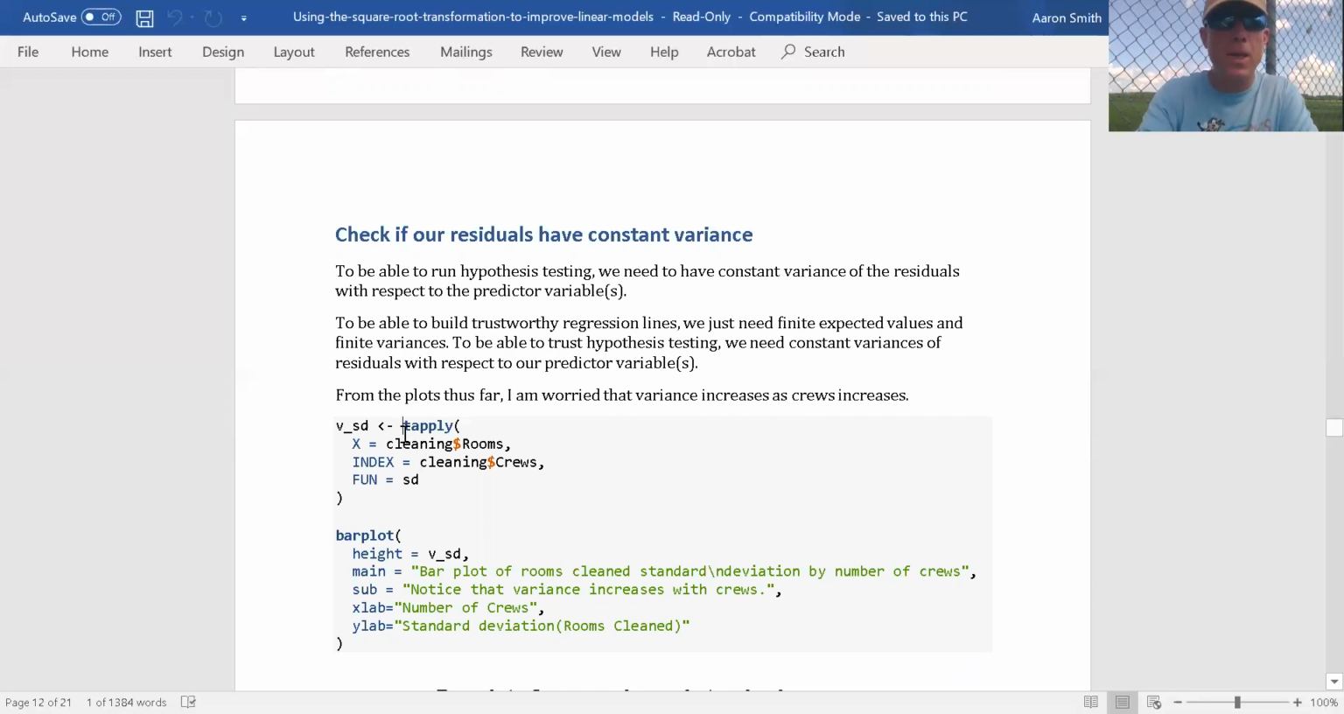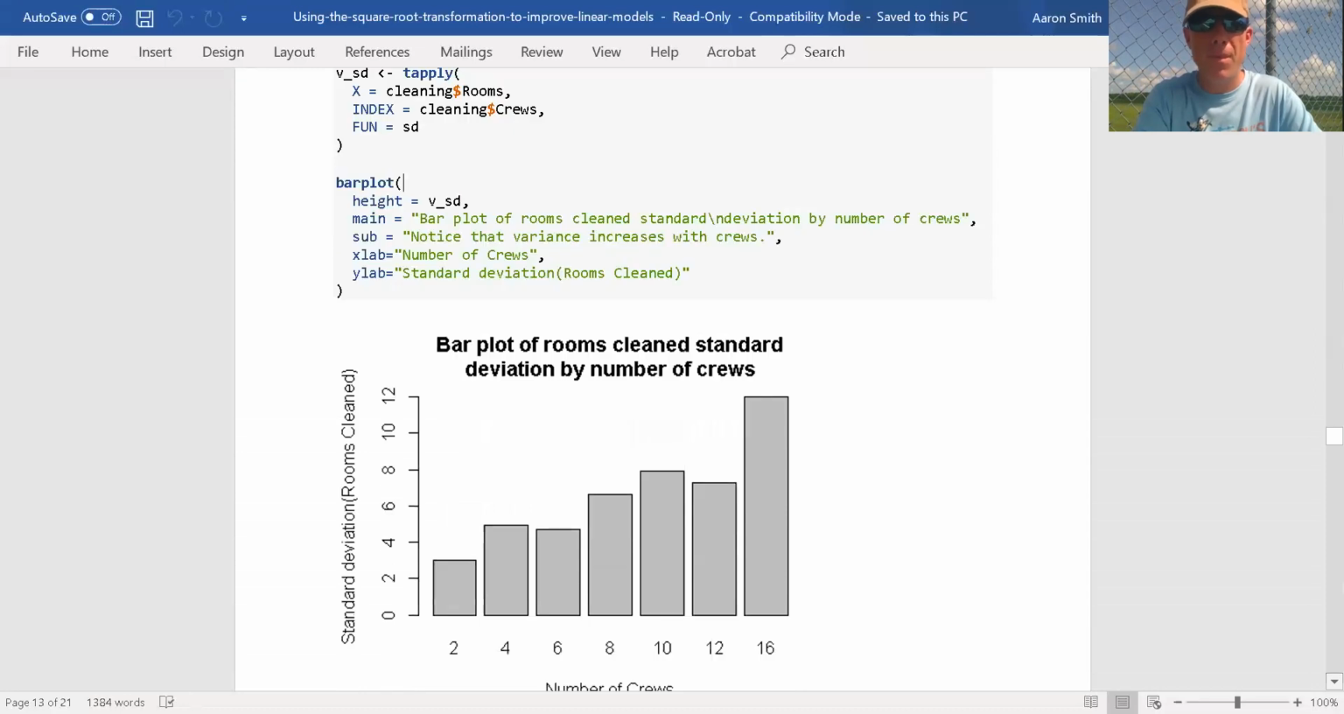To do this, I'm going to use the tapply function. tapply is going to take our target variable, which I set equal to x. It's going to group the data by the index, which is our predictor variable, and take the standard deviation of each of those subgroups. Let's take a look at what we get. Let's take a look at the bar plot. The bar plot is pretty clearly increasing as we go from left to right. So I know I do not have constant variance with respect to the predictor variable, and I need to do something about this.